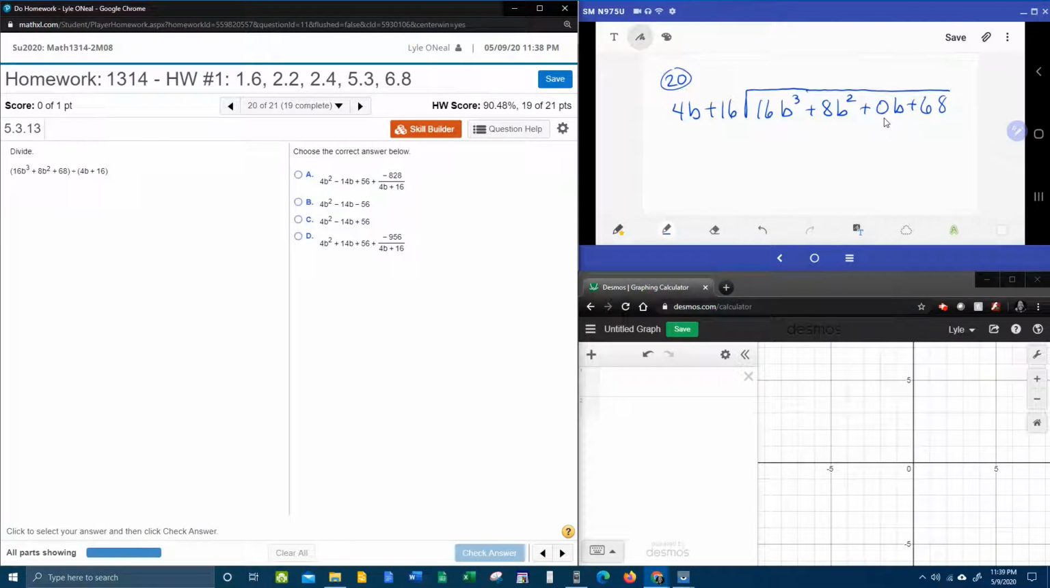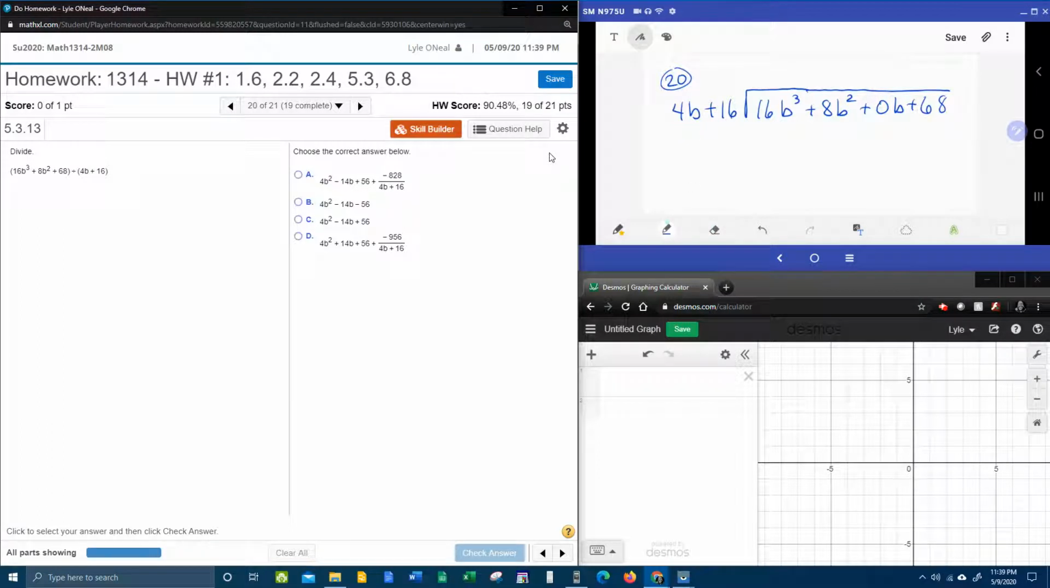Now, I put 0b because there's not a b, so how many of them are there? There's none of them. 0b means no b's, and I need that placeholder. You'll see why in a minute, okay? All right, so let's crank out this long division. The first step is to divide the first term of the dividend by the first term of the divisor. That'll give us the first term of the quotient.